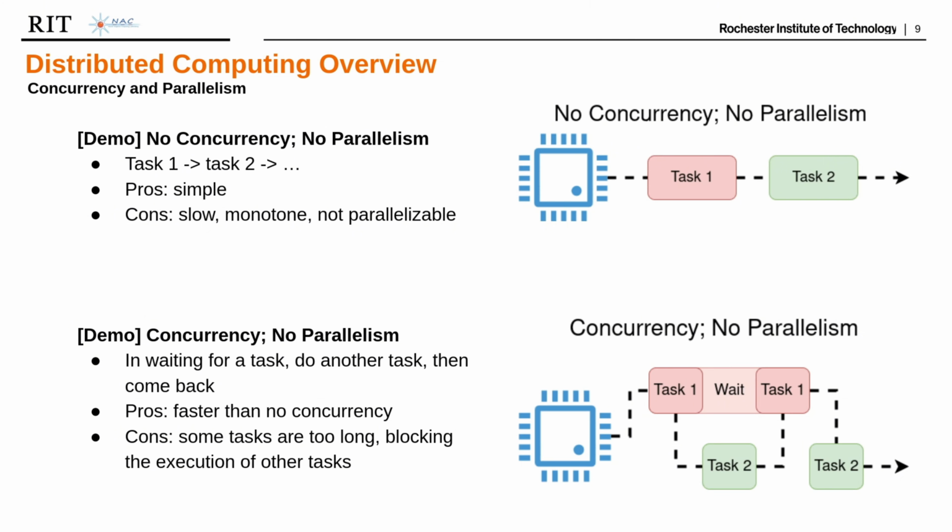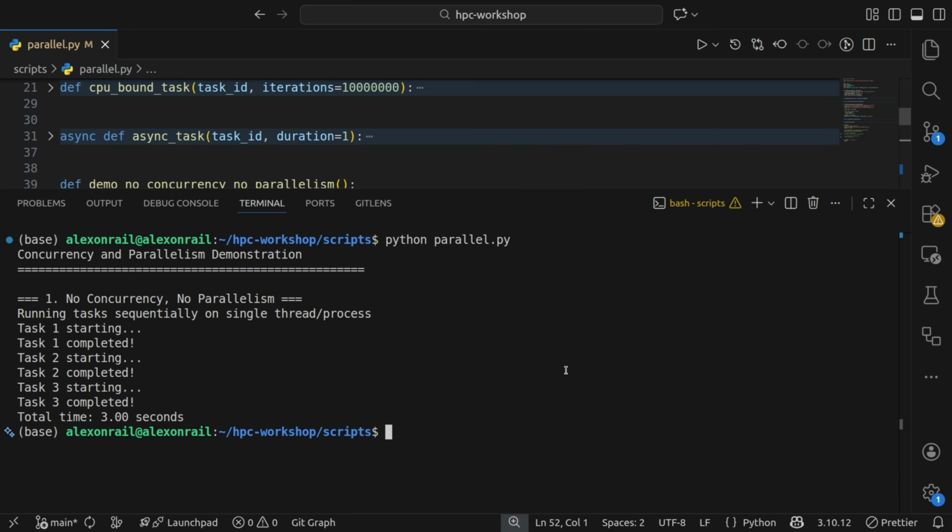Here is the demo of no concurrency, no parallelism, and sequential execution. In this case, I'll try to run tasks sequentially on a single thread or process and measure the time it takes. I run the task 3 times and compute the total amount of time the task consumes. The task is very simple. It is basically sleeping for 1 single second while printing out the task ID. And finally, let's run it. We can see that the task is completed in sequence.